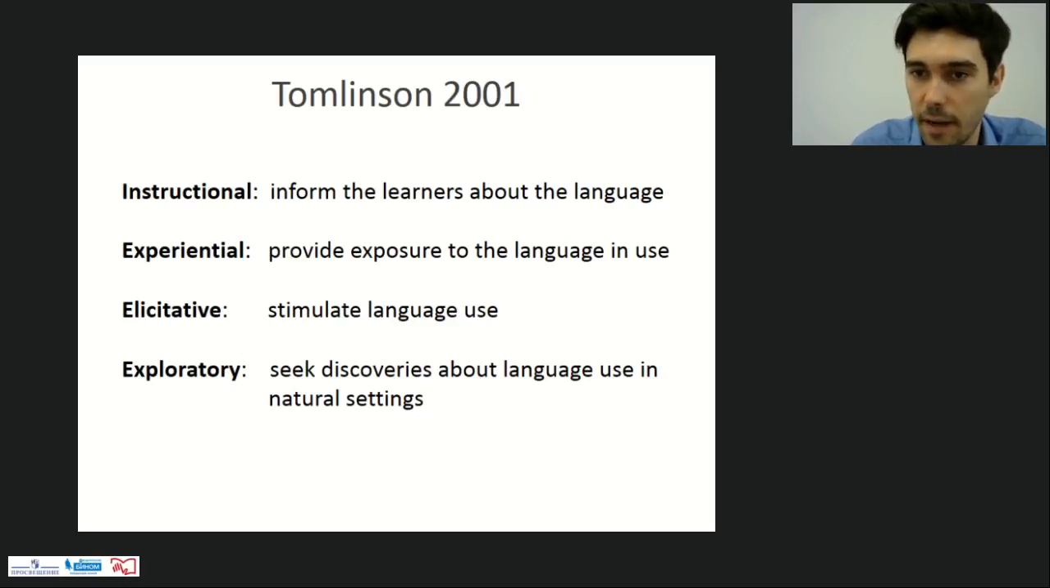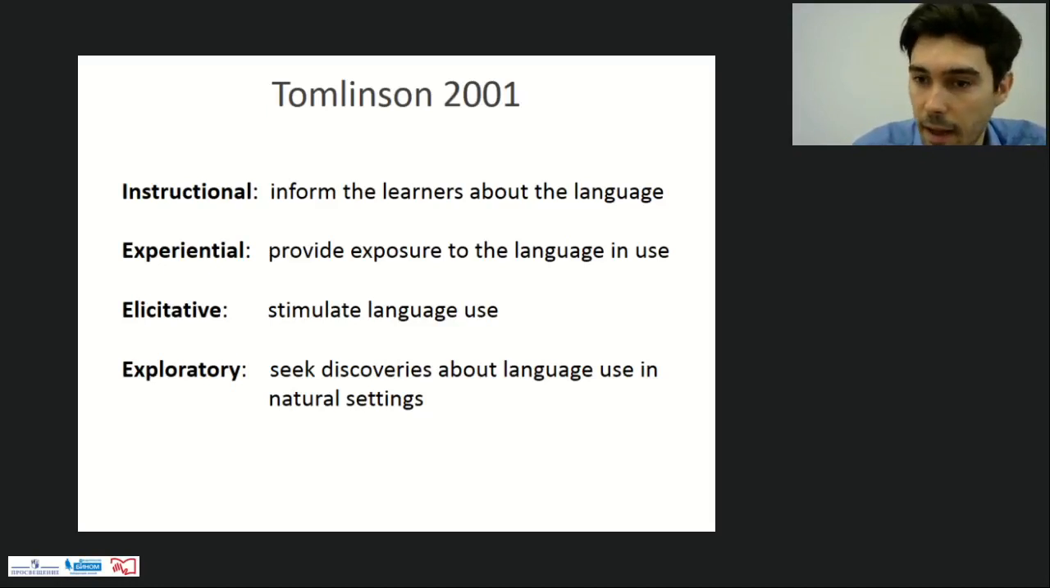And he identifies 4 main areas that our ESP materials should focus on in order to help our learners develop their skills. As we can see from the slide, first of all, our ESP materials need to be instructional. They need to inform the learners about the language. So they need to provide learners with enough topic-specific vocabulary and show learners how to use this vocabulary effectively in their job.